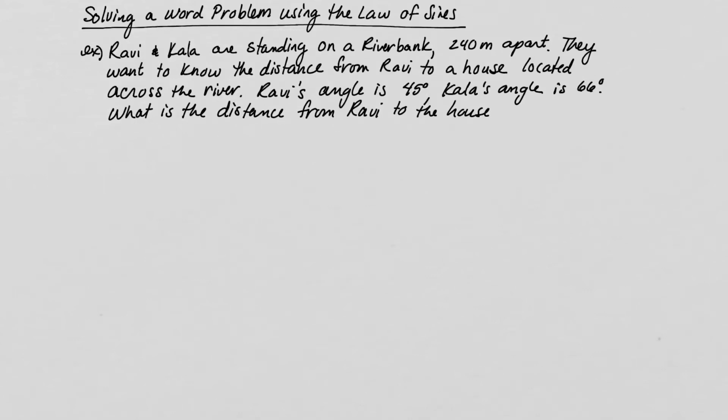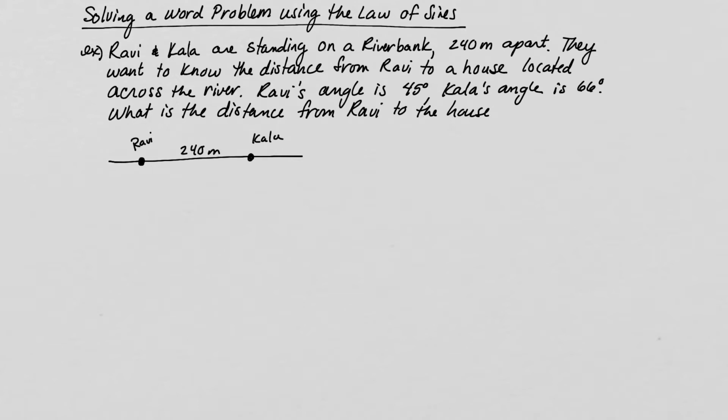So in this video, we're going to look at using the law of sines to help us solve some word problems. The first one says Ravi and Kala are standing on a riverbank 240 miles apart. The first thing we want to do is draw a picture. So here is Ravi and here is Kala, and they are 240 meters apart.